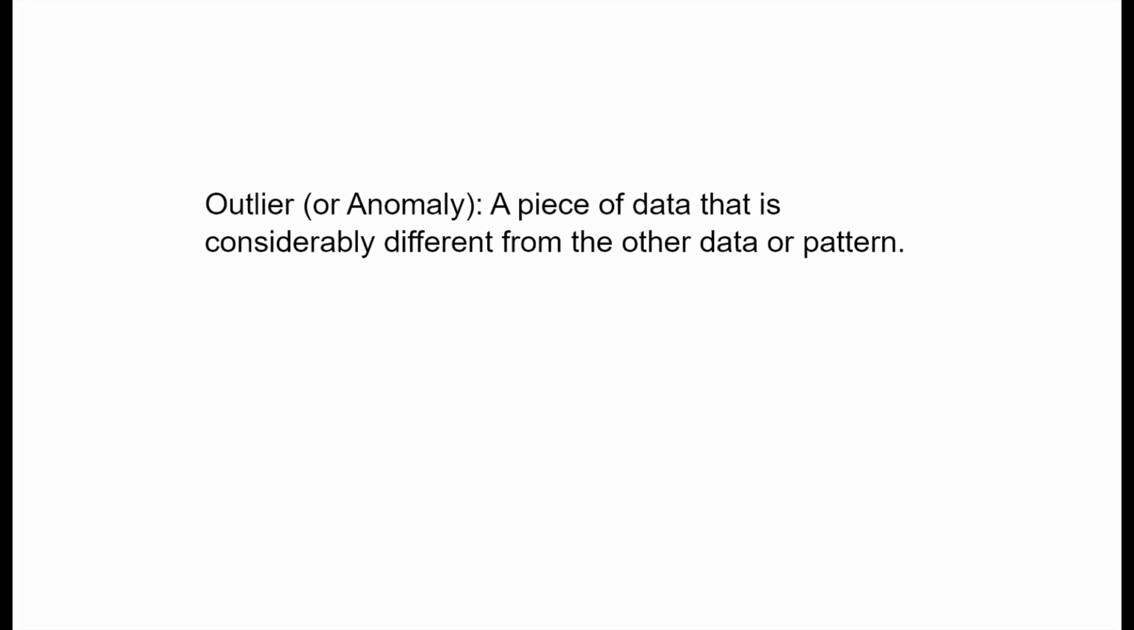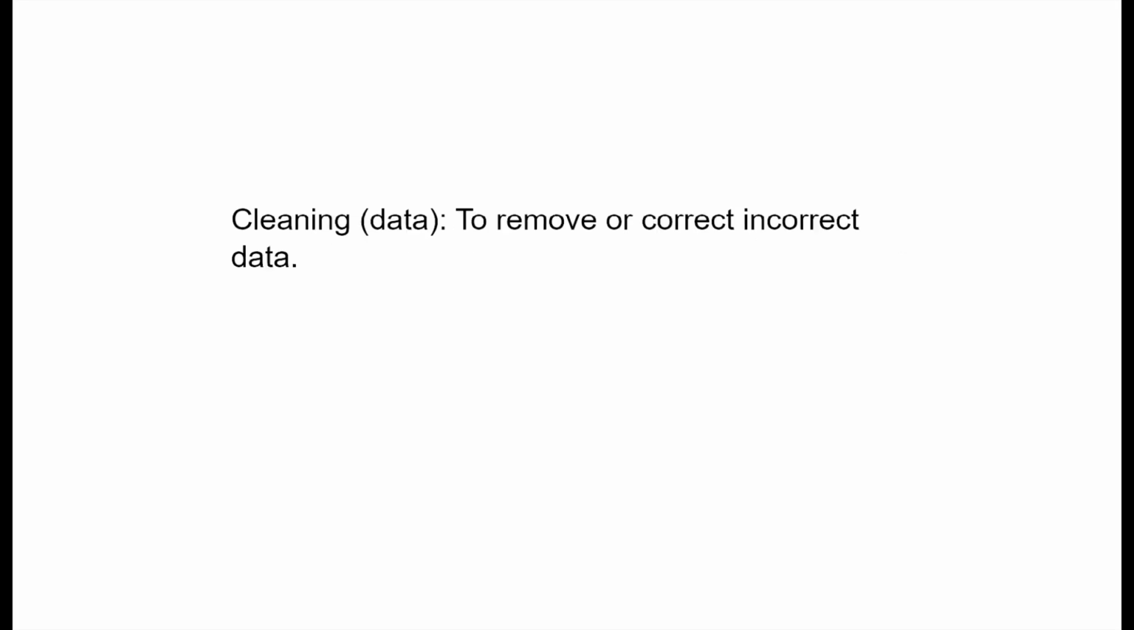In this video, we're just going to discuss outliers. So an outlier, or you can use the word anomaly, is a piece of data that is considerably different from the other data or pattern. What we can also do is we can clean data. So that would be to remove or correct incorrect data.